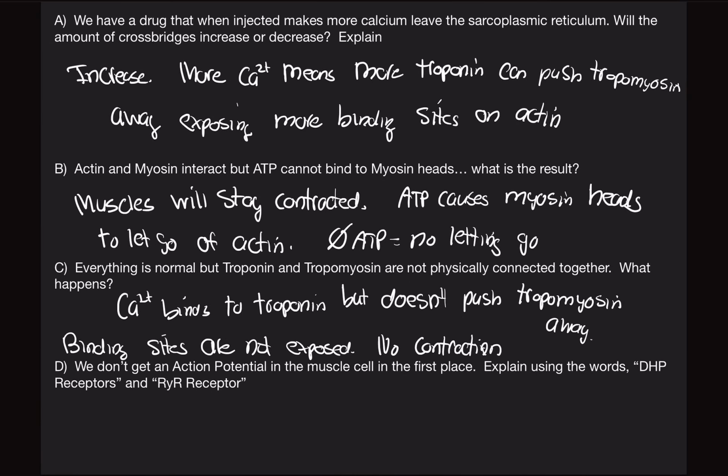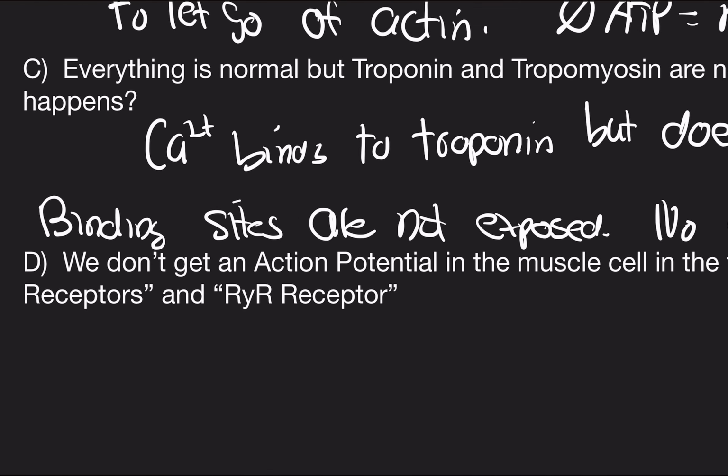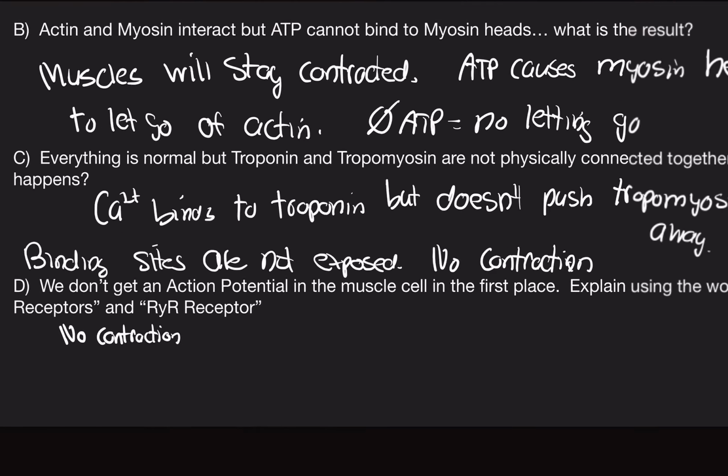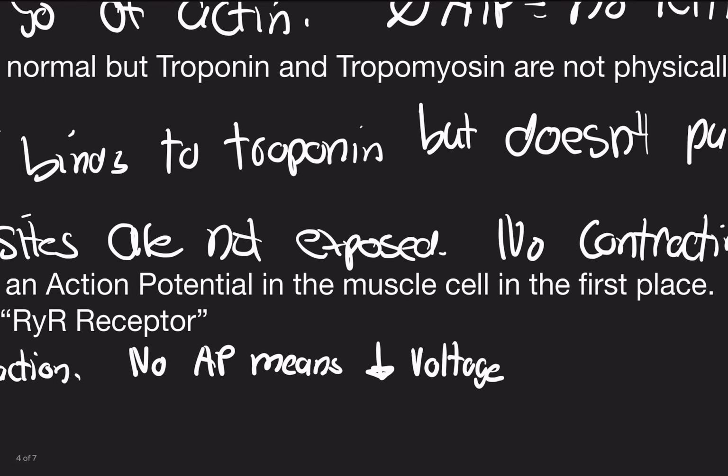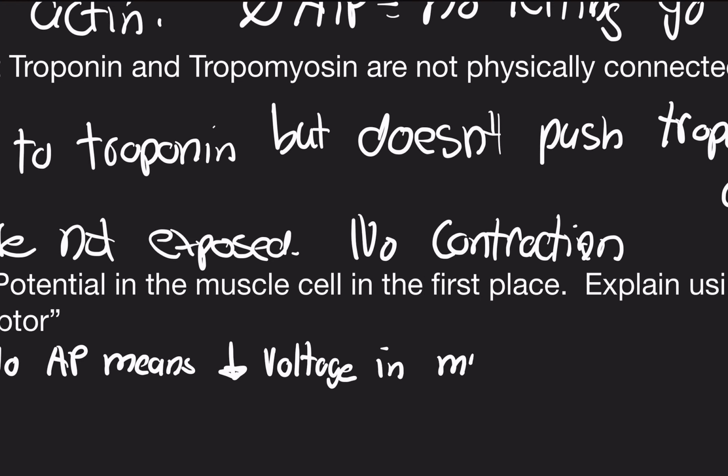D. We don't get an action potential in the muscle cell in the first place. Explain using the words DHP receptor and ryanodine receptor, or RyR. Okay. So this is another way of saying no contraction. But it wants us to use DHP receptor and ryanodine receptor. So no AP means low voltage in the muscle cell.